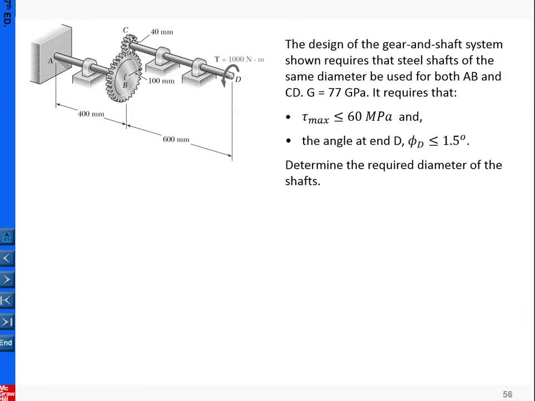And we can look at the second example here. In this one, we have an applied torque here, and through these dimensions, we have two design criteria. We have to satisfy both. One is that the allowable maximum stress is 60 MPa, and also we want to make sure the angle of rotation at D here is less than 1.5 degrees. Under these situations, for both shafts made of the same dimensions, we want to determine what the diameter is.